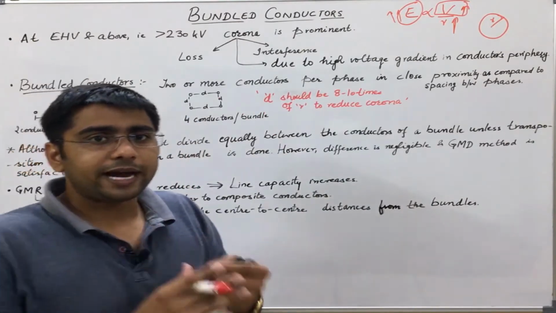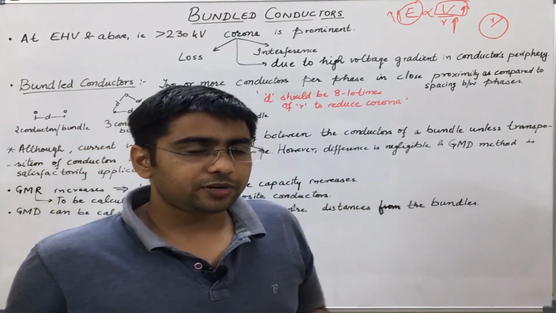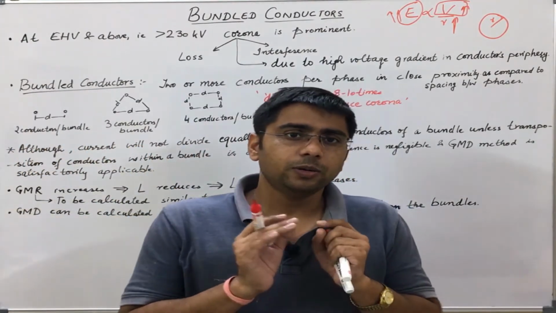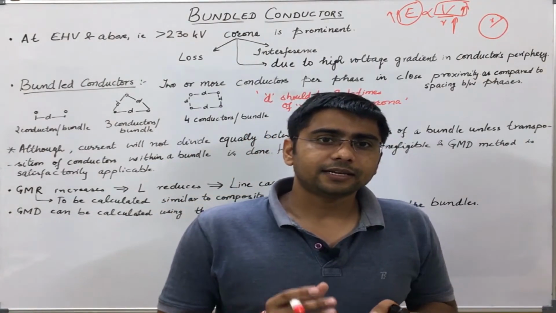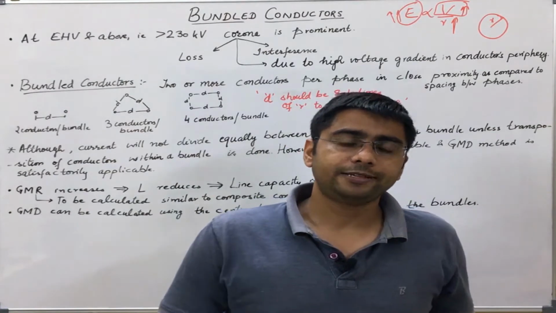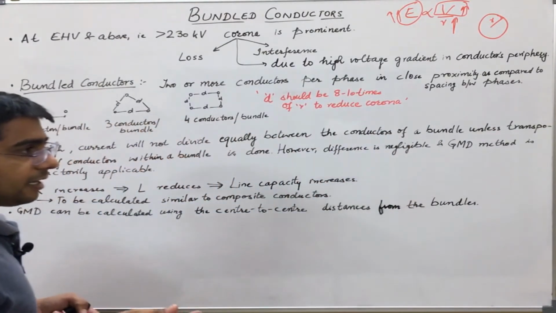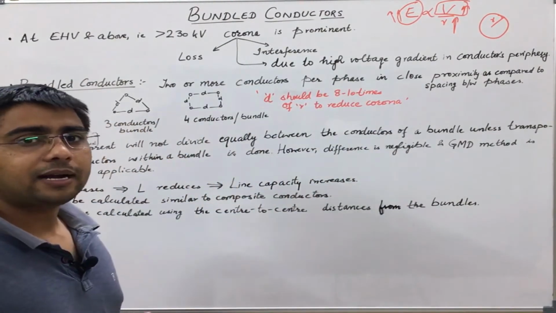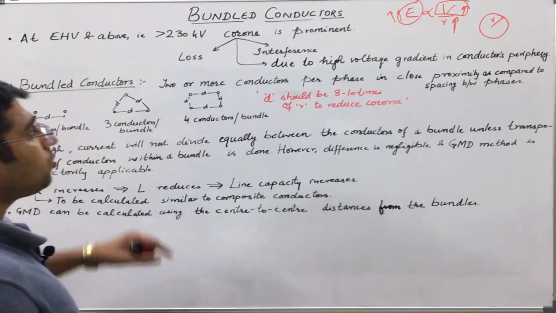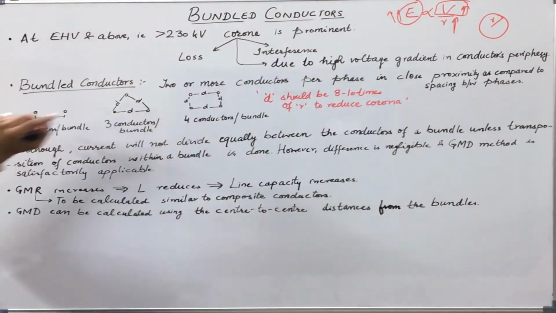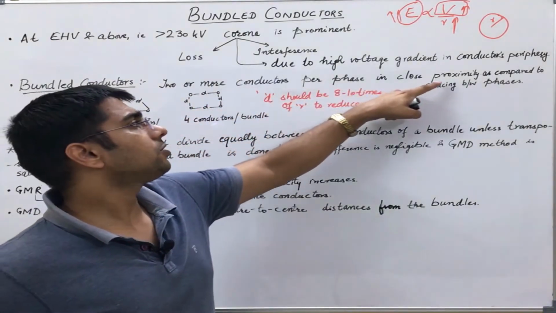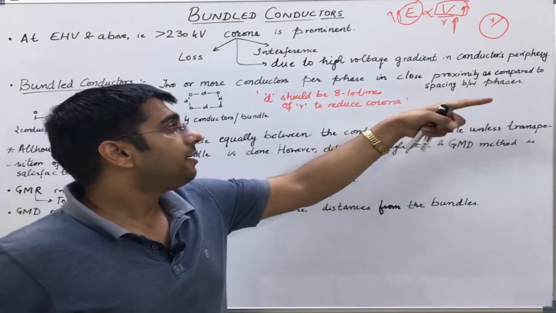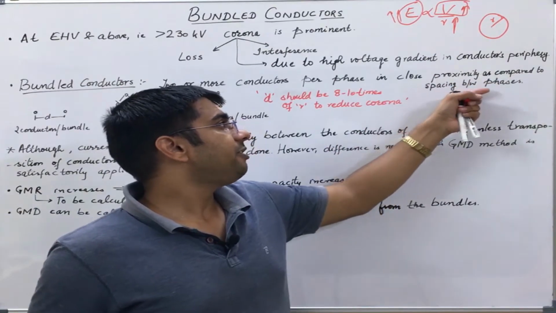So to do that, what we usually do is make conductors such that there are multiple conductors per phase. In that, the term bundle conductors comes into use. So what are bundle conductors? Two or more conductors per phase in close proximity to each other as compared to the spacing between phases.